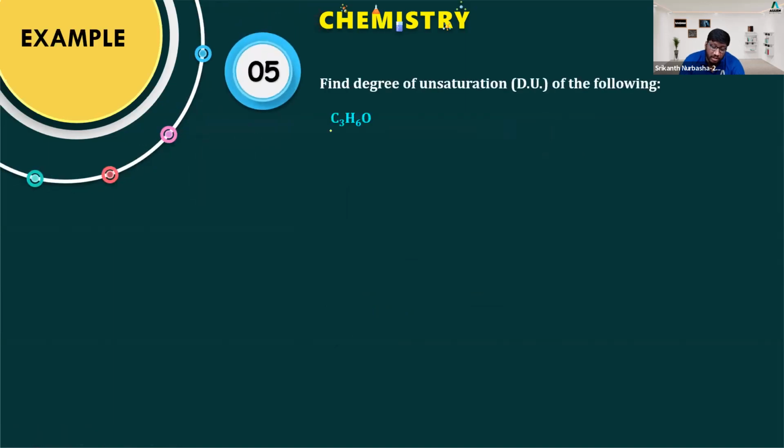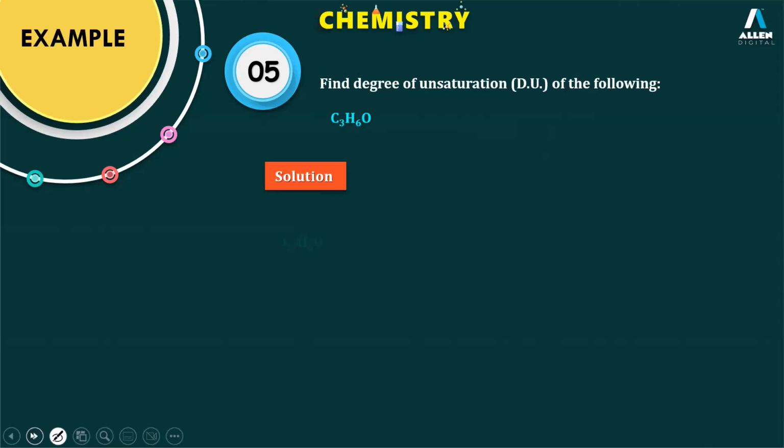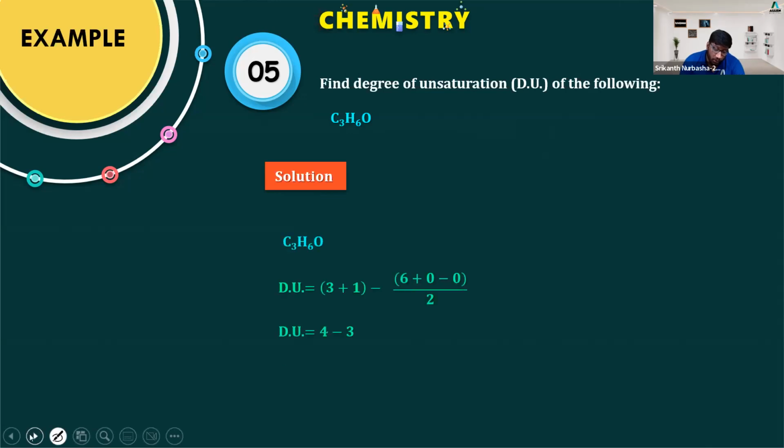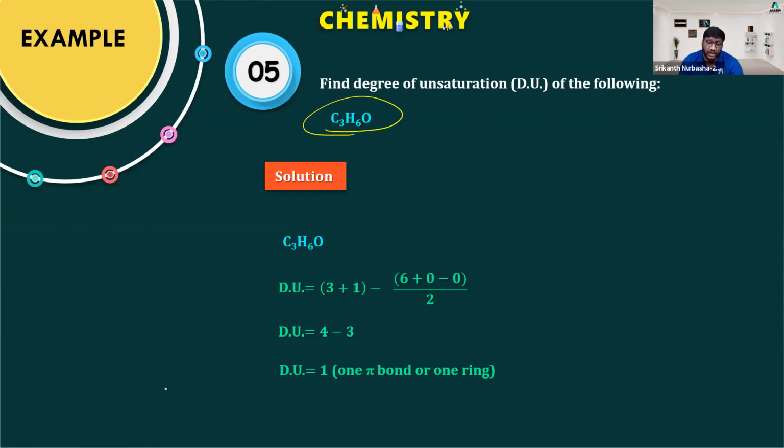And whatever the degree of unsaturation here, C3H6O. 3 plus 1 minus 6, divided by 2. That is going to be 1. That means 1 pi bond or 1 ring can be possible with this molecular formula C3H6O. That means the degree of unsaturation is going to give an indirect idea. If you don't know what molecule they have given to you, from that you can get an idea whether this type of ring can be there, yes or no? This type of structure can be there. Such an idea you can generate.